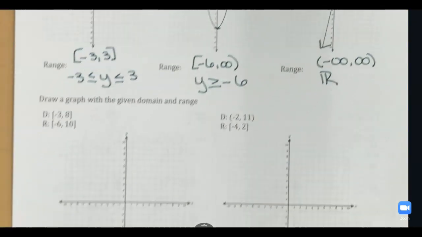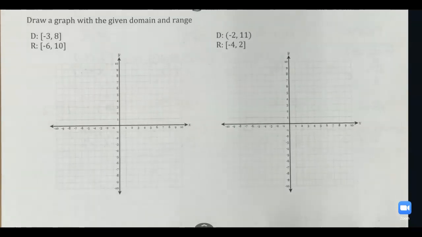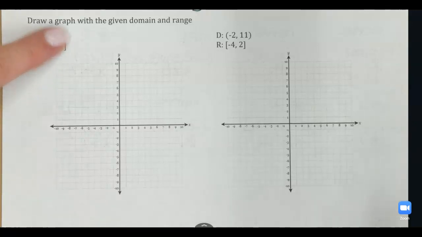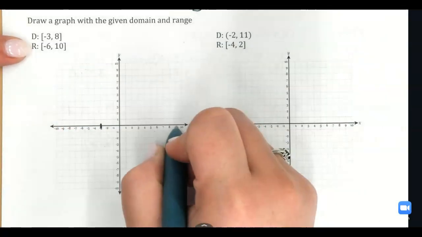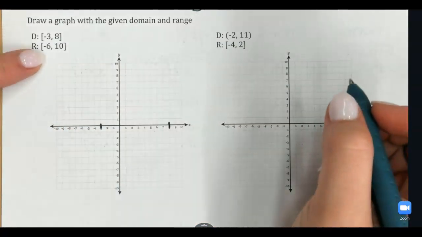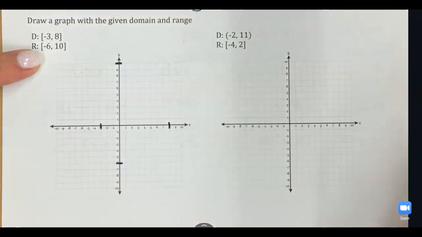Okay, this next piece, draw a graph given the domain and range. Now, there's multiple different ways to do this. On this first one, I've got brackets for everything, so that's going to indicate closed circles. So what I would recommend doing in a case like this is making 2 ordered pairs based on your domain and range boundaries. So starting with domain, that means I'm going to have to go from -3 to +8. And for my range, I'm going to have to go from -6 to +10.